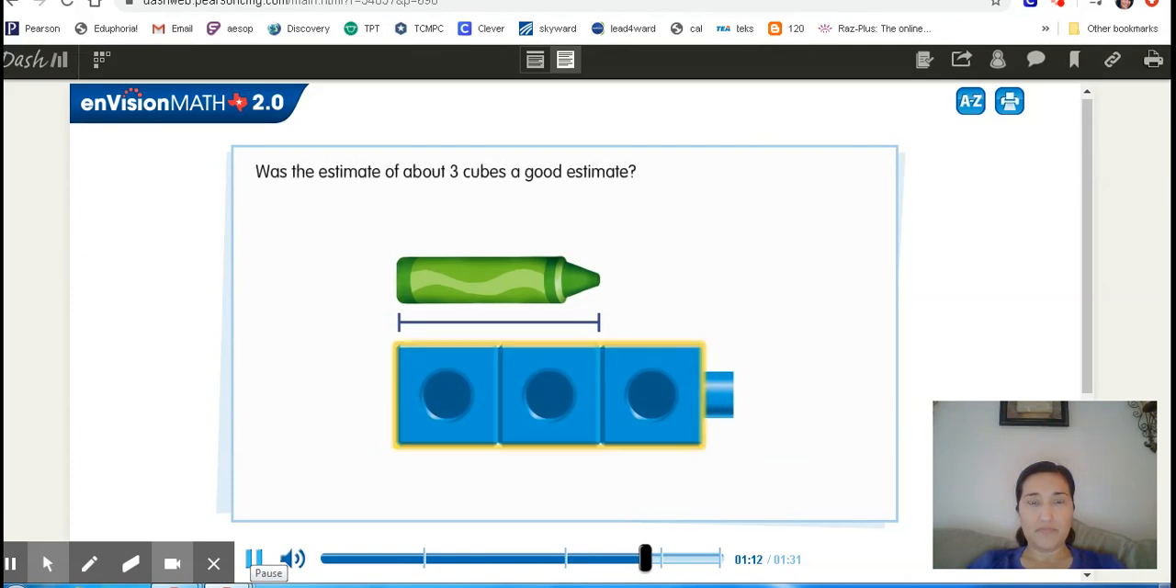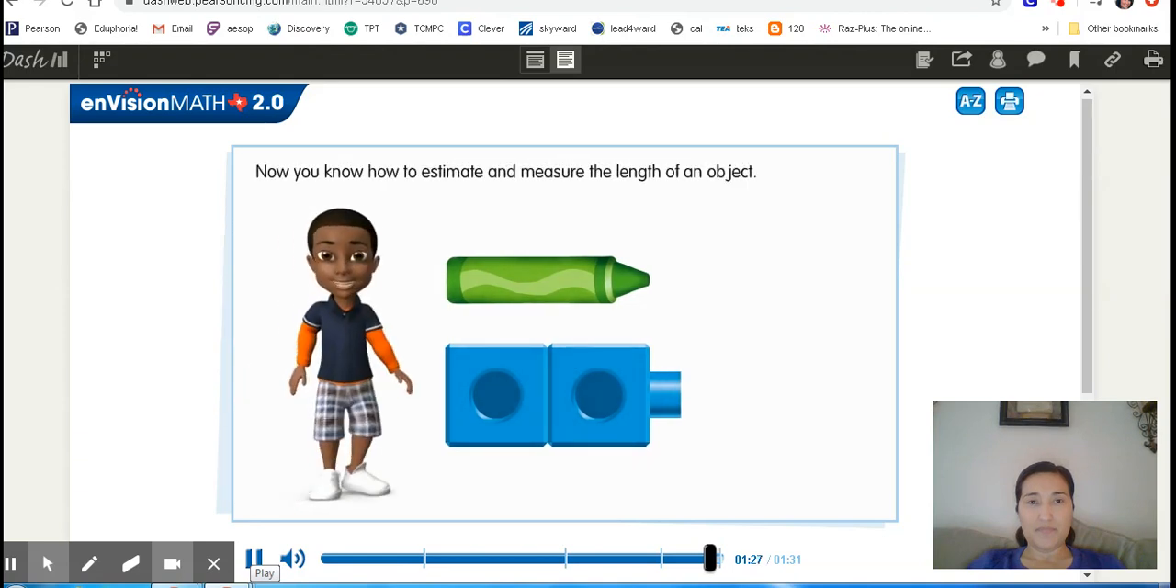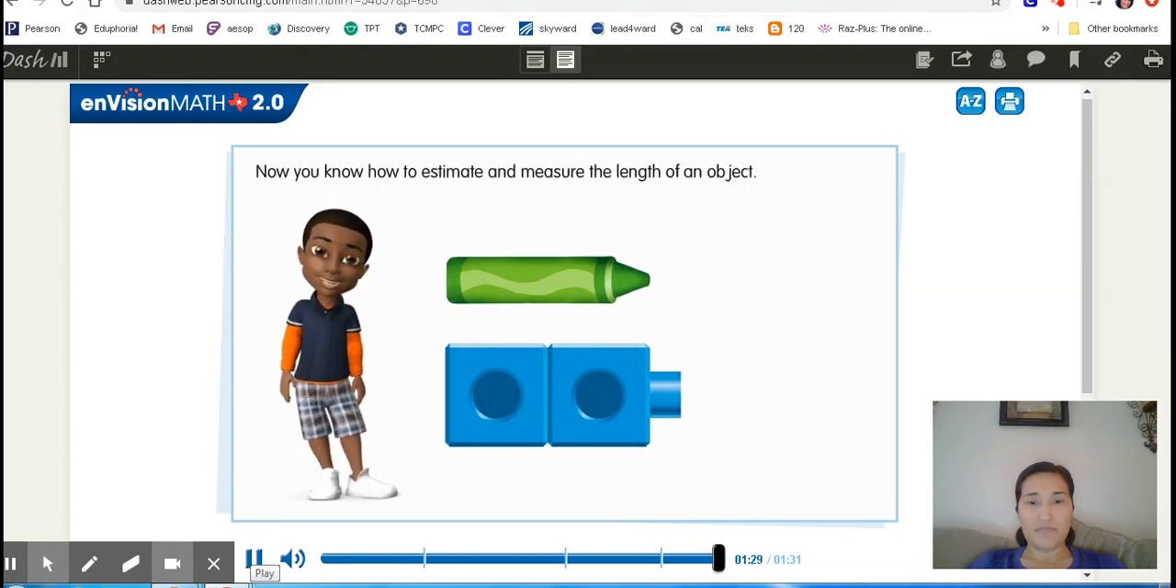Was the estimate of about 3 cubes a good estimate? Yes, it was a good estimate. The estimate was close. The crayon is about 2 cubes long. Now you know how to estimate and measure the length of an object. You could also measure that crayon again using a different unit of length, a different non-standard measurement, such as how many pennies long is the crayon, how many paper clips long is the crayon.